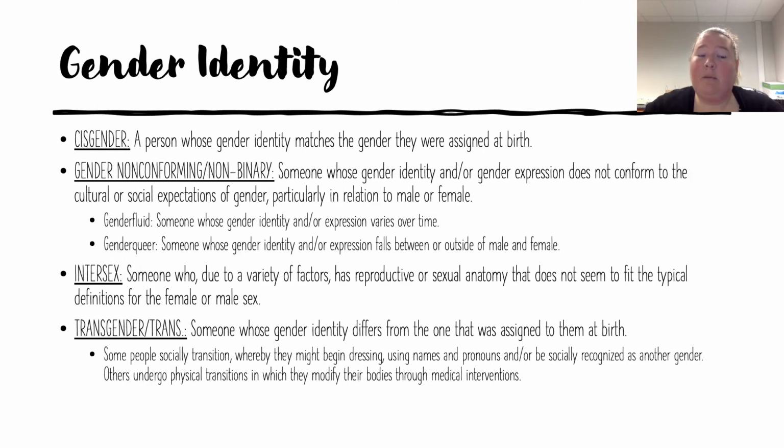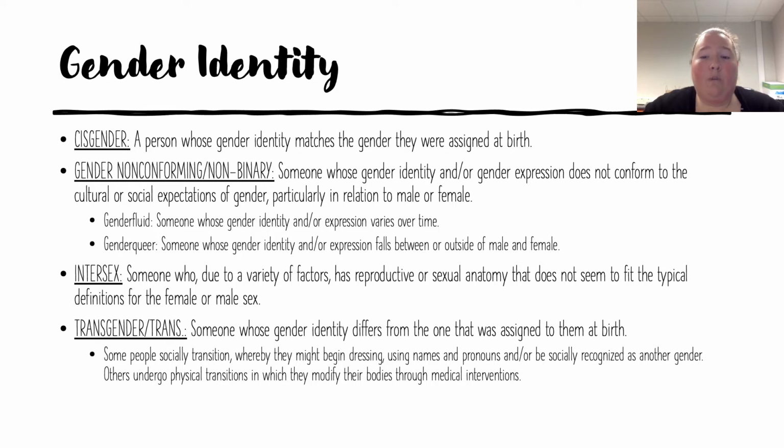Let's dig a little deeper into gender identity. If I were to ask how many genders there are, the most common response would be 2, male and female. However, gender is not binary and it's not black and white. It exists on a spectrum. A cisgender individual is someone whose gender identity matches the gender they were assigned at birth. So their gender identity matches their sex organs. I identify as male, I have the male parts. I identify as female, I have the female parts. And then they're known as cisgender.